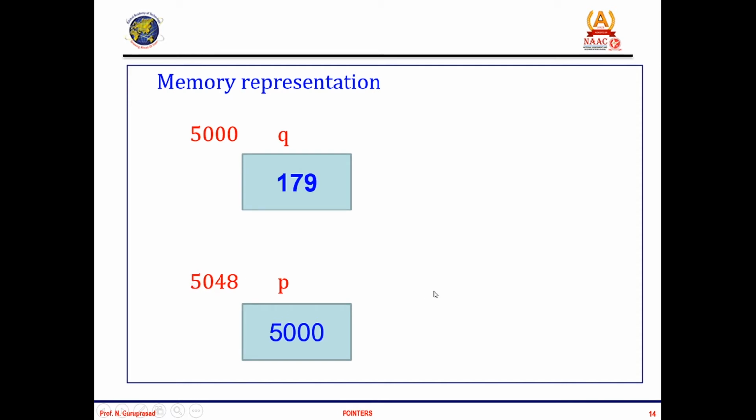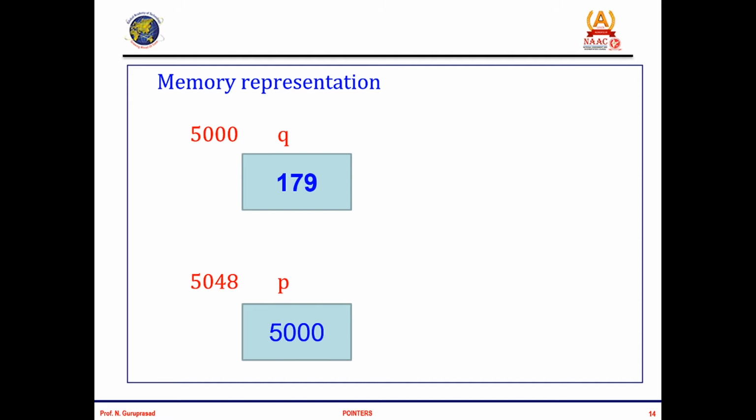Got the point? Let me once again reiterate this particular slide. I have two variables, p and q. The value of q is 179. Variable q is stored at address 5000. p is equal to ampersand of q will assign the address of q to variable p. So p becomes 5000. Since p is a variable, it will also be stored at some particular address location. So the address of p is 5048.